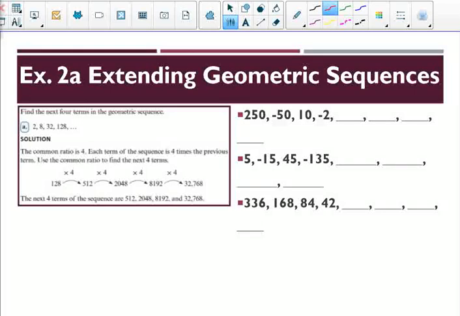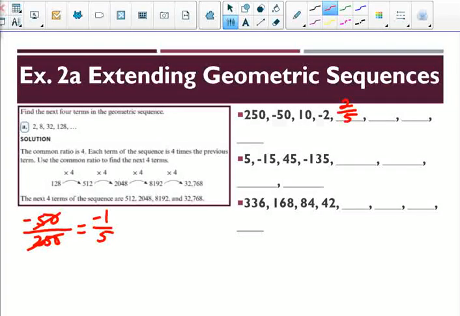Well, if I take the second term, negative 50, divided by 250, I can divide a 50 out of both the numerator and the denominator. Negative 50 divided by 50 is a negative 1. 250 divided by 50 is a positive 5. So I have a negative 1/5. So really, I'm multiplying by a negative 1/5 each time. So a negative 2 times a negative 1/5 is a positive 2/5.